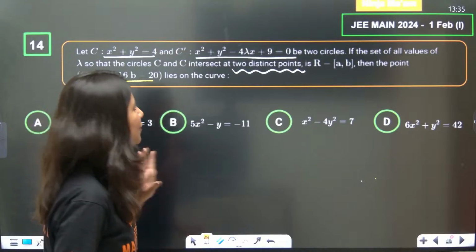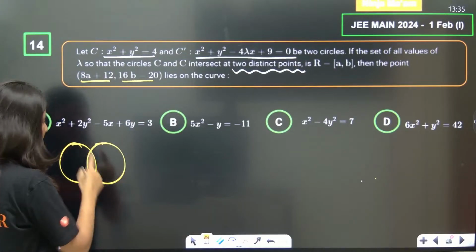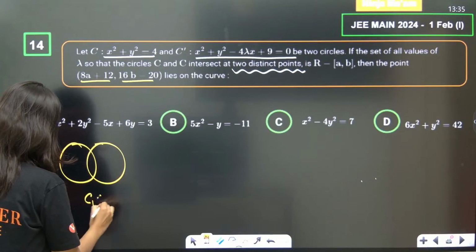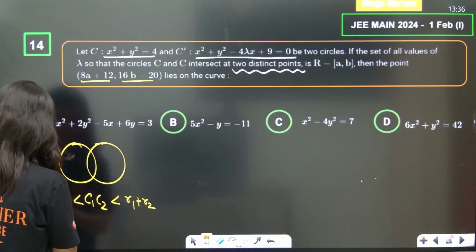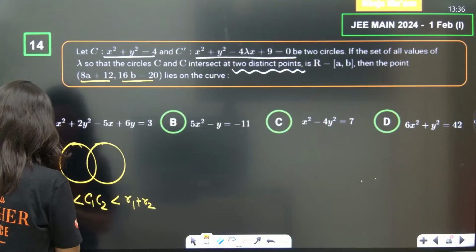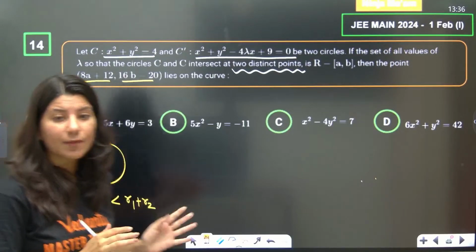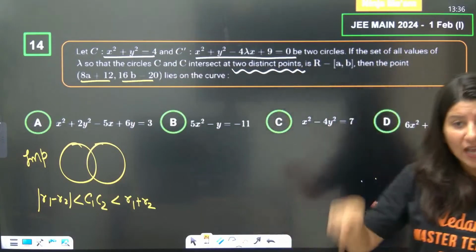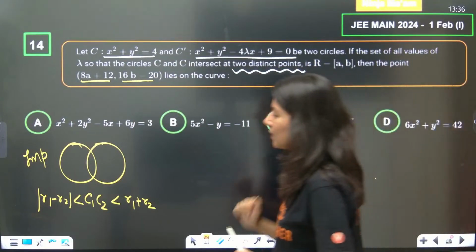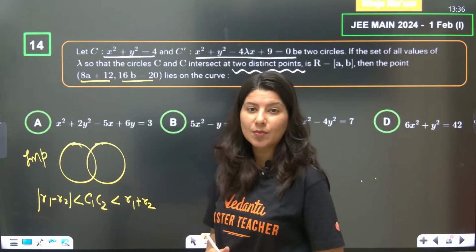Okay. So first of all, the condition of two circles intersecting at 2 points is nothing but C1C2 is less than R1 plus R2 and greater than mod of R1 minus R2. This is the condition which is important. It has been observed that this type of question was asked in JEE Main 2025 January attempt this year. So if two circles are like this, okay, C1C2 is the distance between their centers.